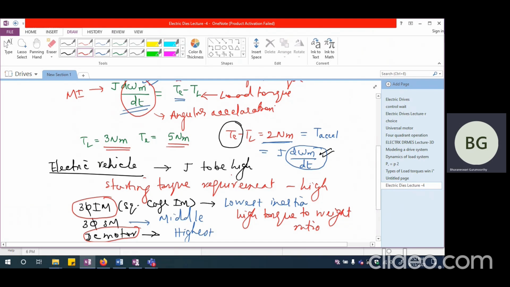So generally the induction motor is preferred in many applications because of its small size and very high torque to weight ratio, which means the kinetic energy stored in an induction motor is going to be very small as compared to a DC motor. That also explains why a three-phase induction motor can accelerate or pick up speed much faster than any other motor.